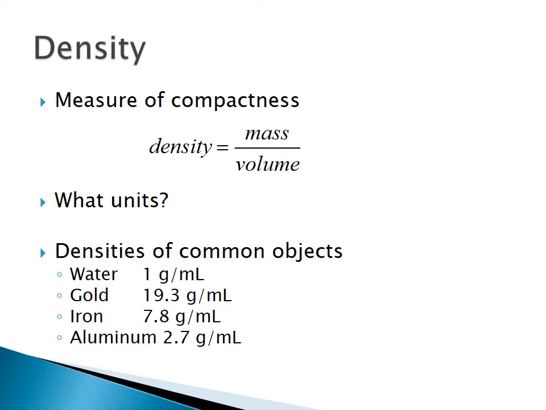Now, some of the other things, you can look at gold. Gold has a much higher density, 19.3 grams per milliliter. Now, this is one way that they are able to distinguish between true gold, real gold, and fool's gold. If you go back to the gold rush in California many, many years ago.